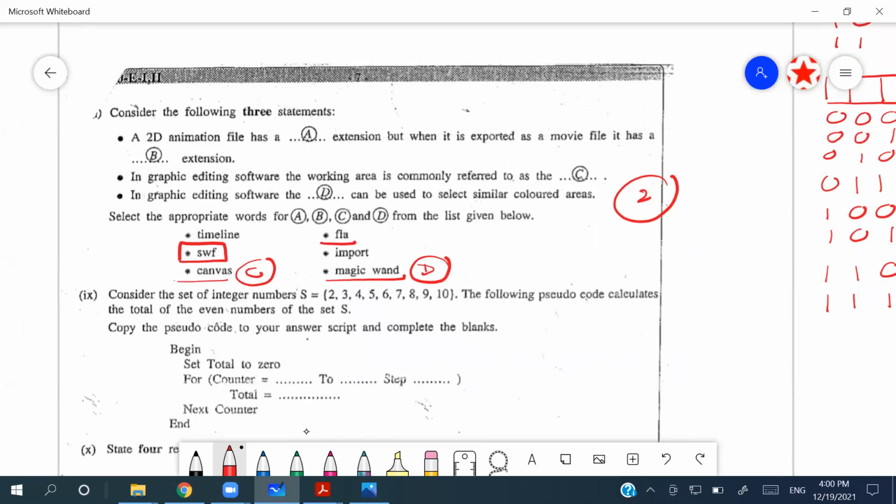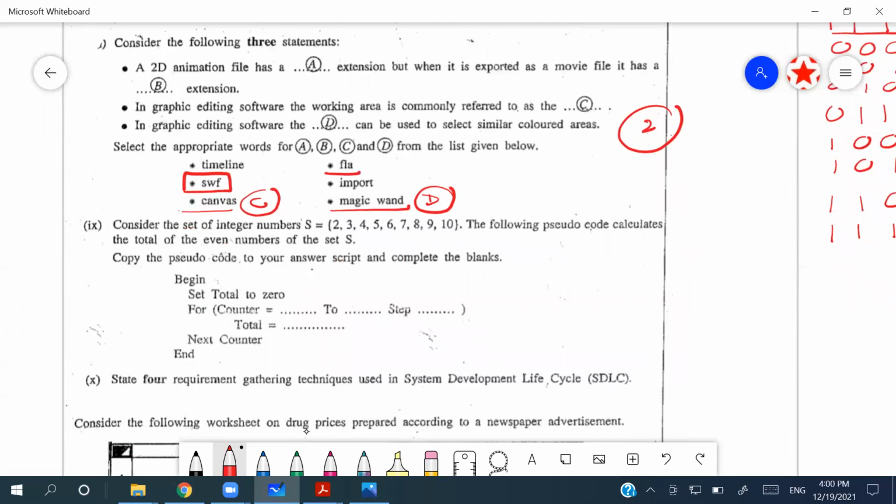Okay, the 9th one. Consider the set of integers 2, 3, 4, 5, 6, 7, 8, 9, 10. The following pseudocode calculates the total of even numbers of the set S. Copy the pseudocode to your answer script and complete the blanks.